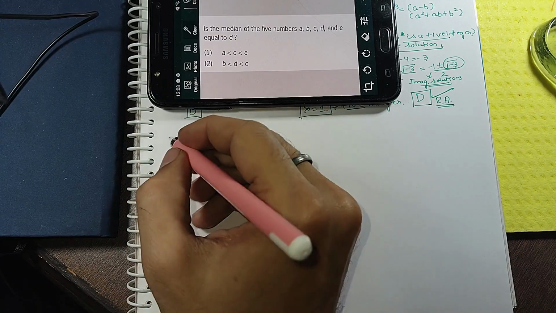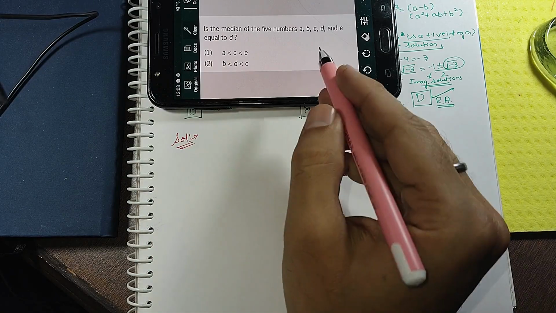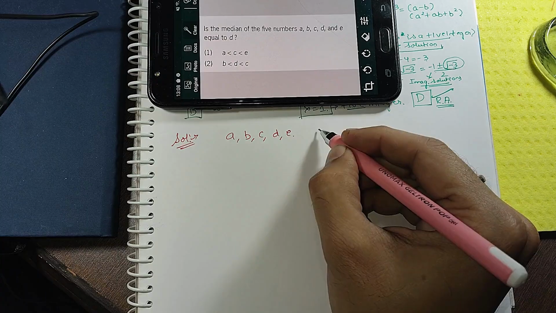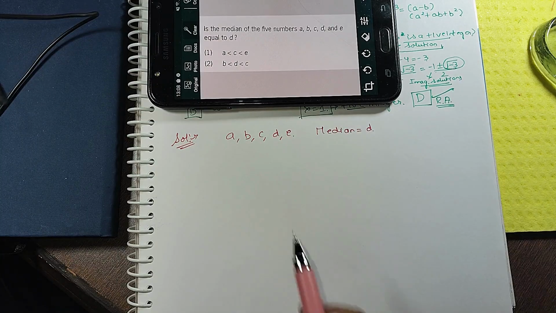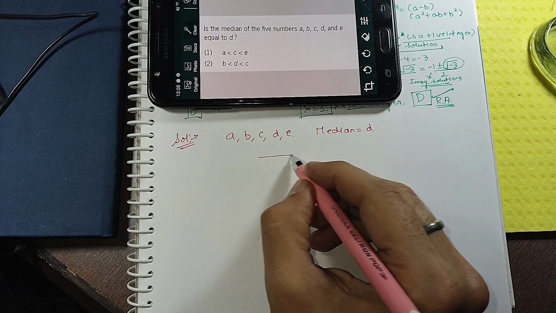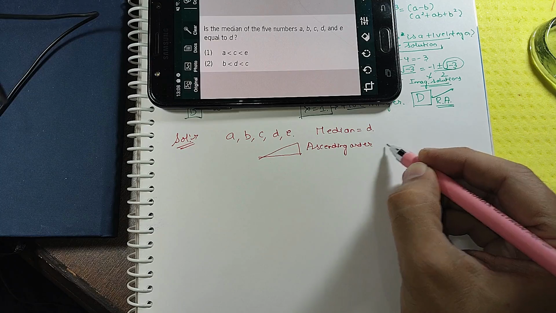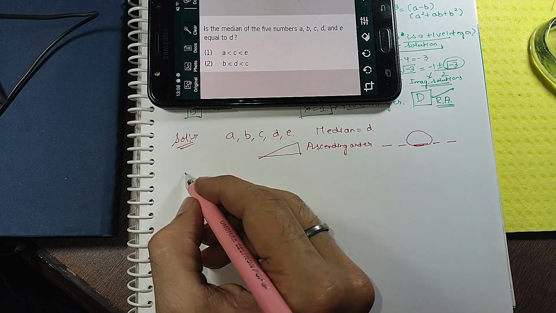Is the median of the 5 numbers a, b, c, d, e equal to d? So there are 5 numbers a, b, c, d, e. We need to find whether the median is equal to d, right? So for this, if they are arranged in ascending order, we need to find whether d comes at the third spot or not. Now, moving to statement 1.